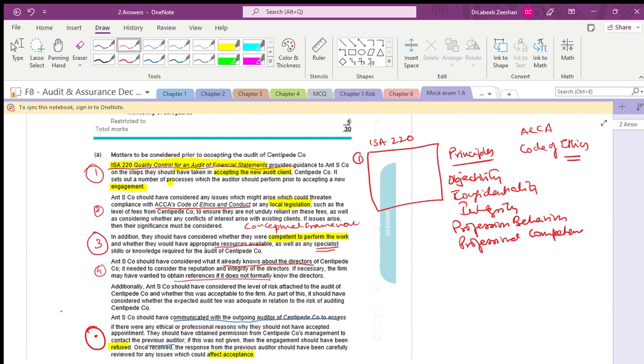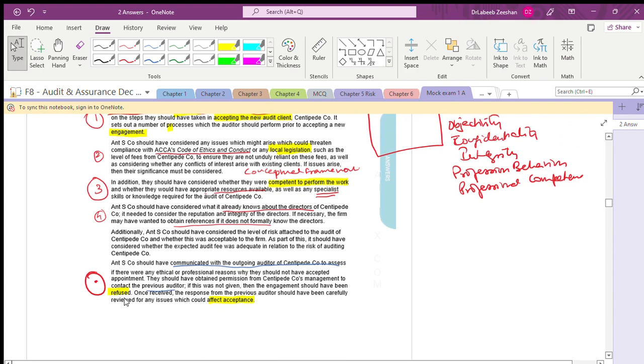Second one, we have to follow the ACCA Code of Ethics. Third one, whether we are competent or not. Fourth one, we have to know the directors. And fifth one, very simple: we have to take permission from the previous outgoing auditors. And if you want to be there, you should consider the level of risk attached to the audit. As per the level of risk, the audit fee will also be charged.